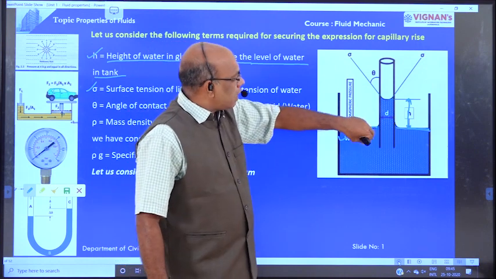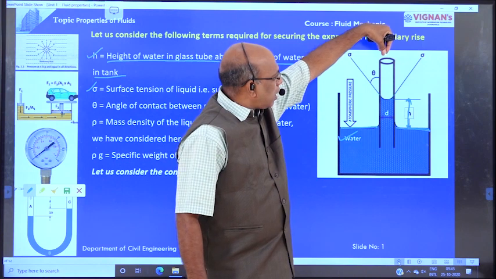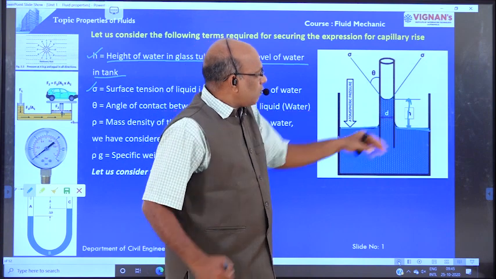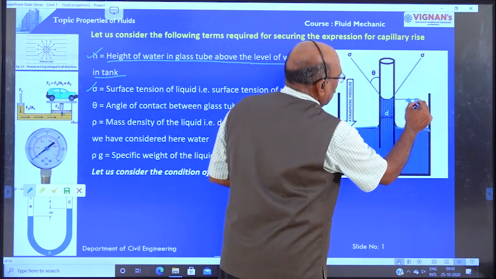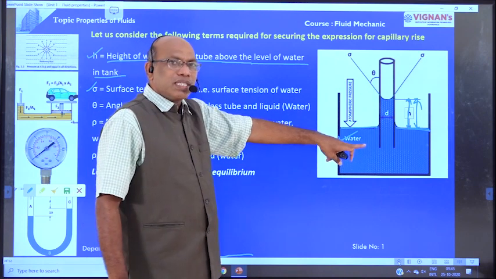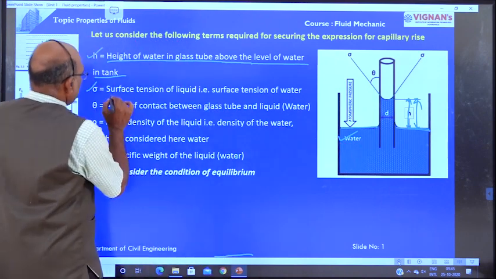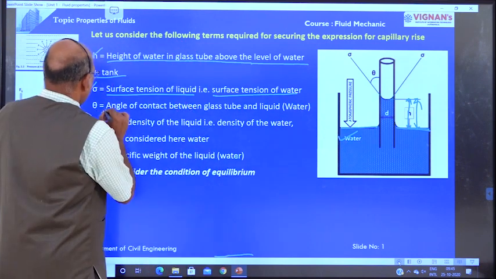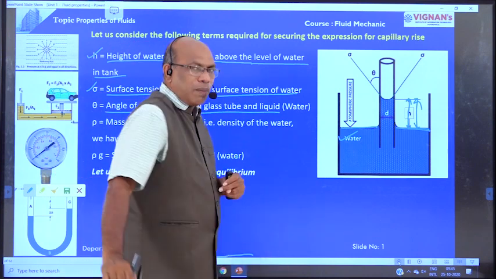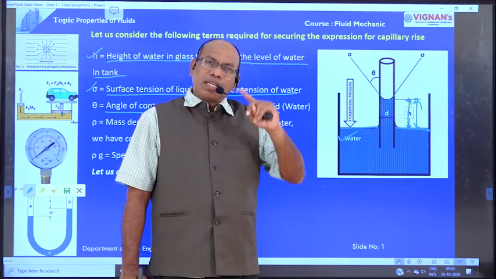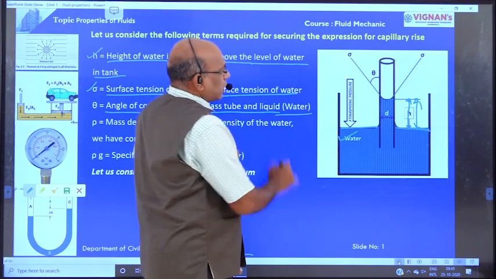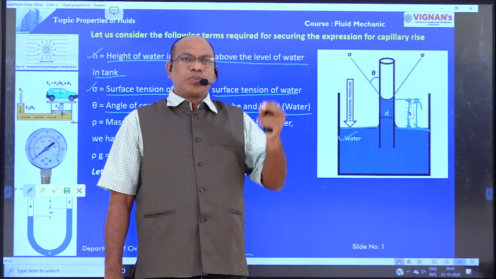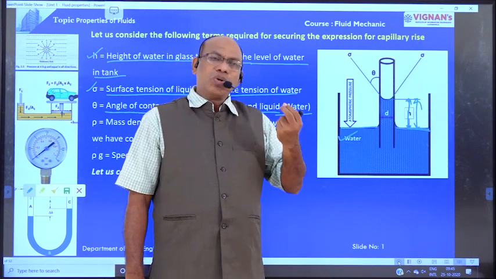Now we have taken water in the tank, and a glass tube is vertically inserted in the liquid or water. The water level rises like this, that is nothing but H. And sigma is the surface tension of the liquid, the surface tension of water, because this is water. And theta is the angle of contact between the glass tube and water. In the case of water, the contact angle between the glass tube and water is very small, 0. Theta is equal to 0.